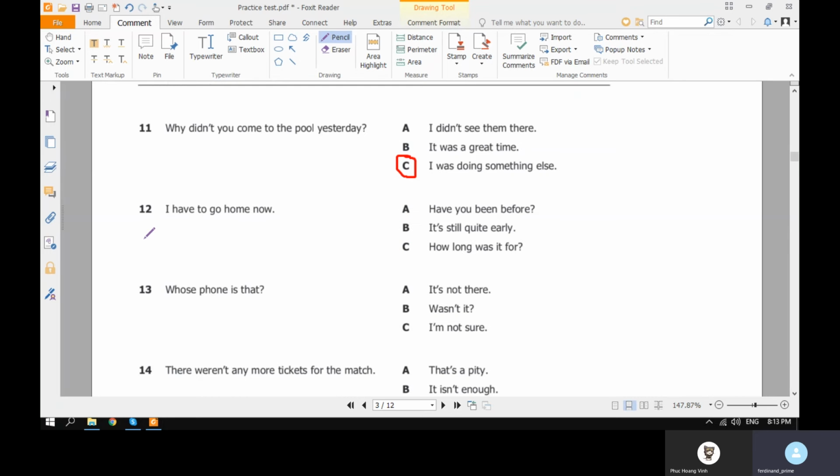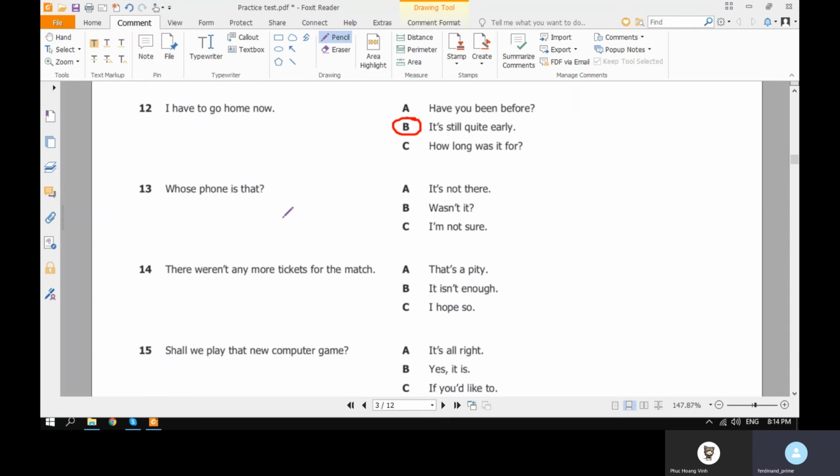Okay, and what about number 12? I have to go home now. And what is your answer here? Is B. B, okay, it's still quite early. And number 13? Whose phone is that? Okay, whose phone is that? And what is your answer? C. C, okay, I'm not sure.